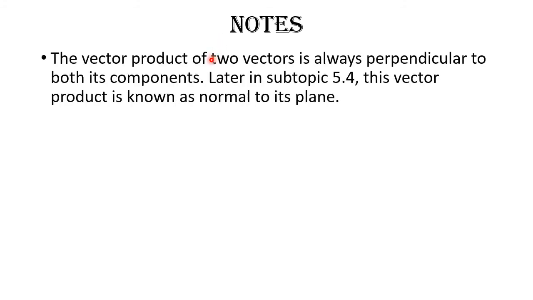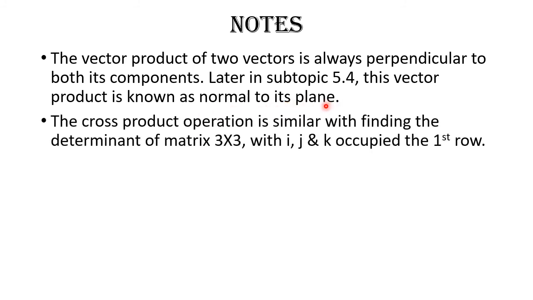Right. Before we end our video, just take a look at a few points here. The first one, the vector product of two vectors is always perpendicular to both its components. Later on in subtopic 5.4, this vector product is known as the normal to its plane. And then secondly, the cross product operation is similar to finding the determinant of a 3 by 3 matrix, with i, j, and k occupying the first row. Okay, I already stressed this one in the second video regarding example 1 to example 3.